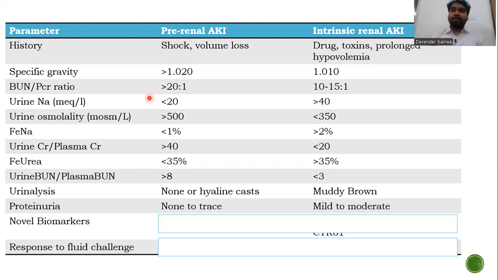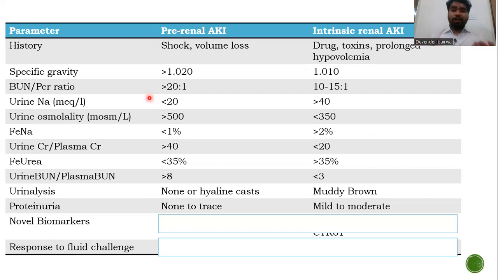and that leads to inspissation, or let's say deposition, of these Tamm-Horsfall proteins, and that will form the hyaline cast. In case of your intrinsic renal AKI, because of the necrosis of tubules, there can be shedding of some epithelial cells, or there can be some RBCs, or there can be some WBCs. All these cells are disintegrated, they are shredded, and they can form a muddy brown kind of cast.